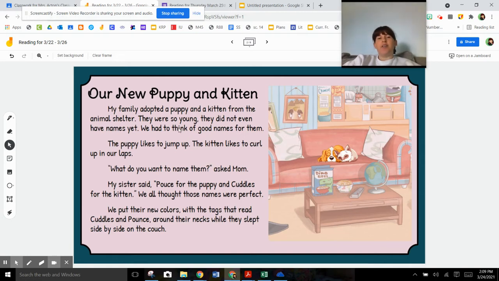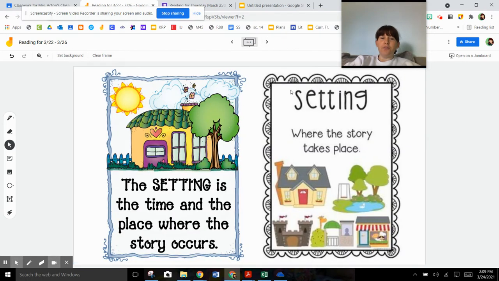Too cute. So hopefully you enjoyed that story and you absorbed as much information as you can. So now what we're going to do is find out what our job is. Our first job is to figure out what the setting of the story is.